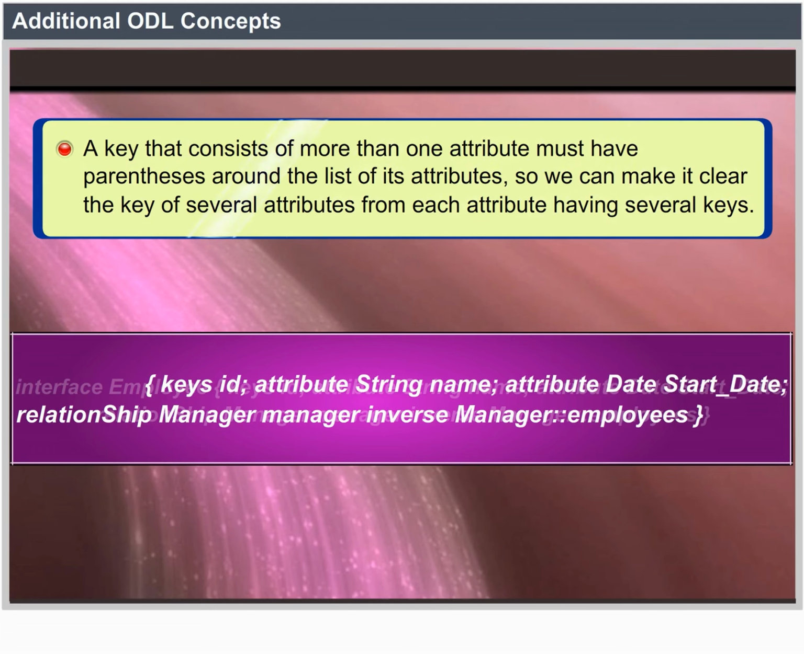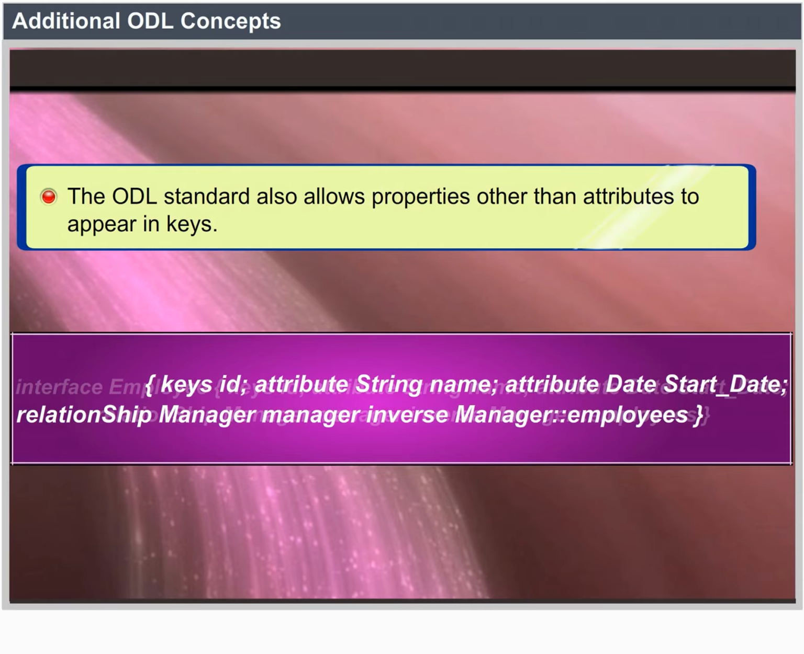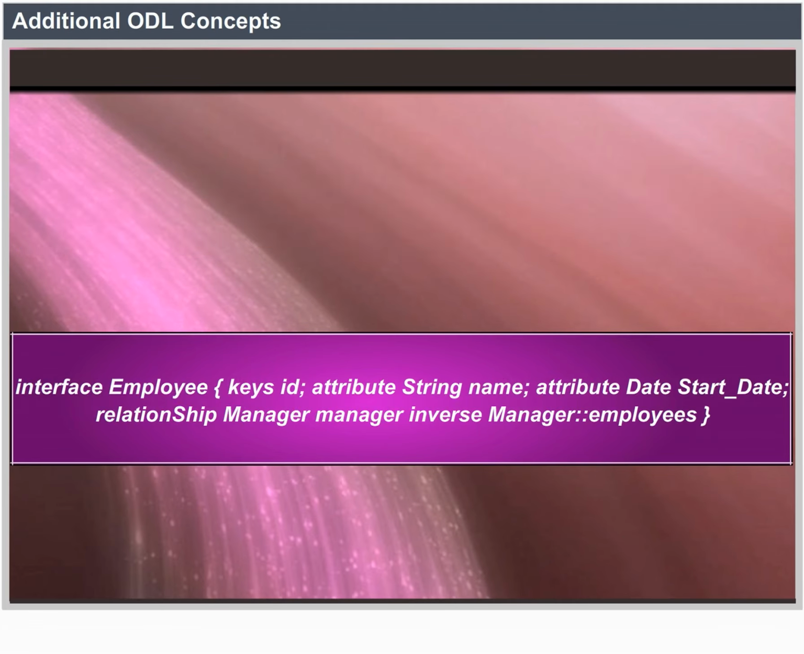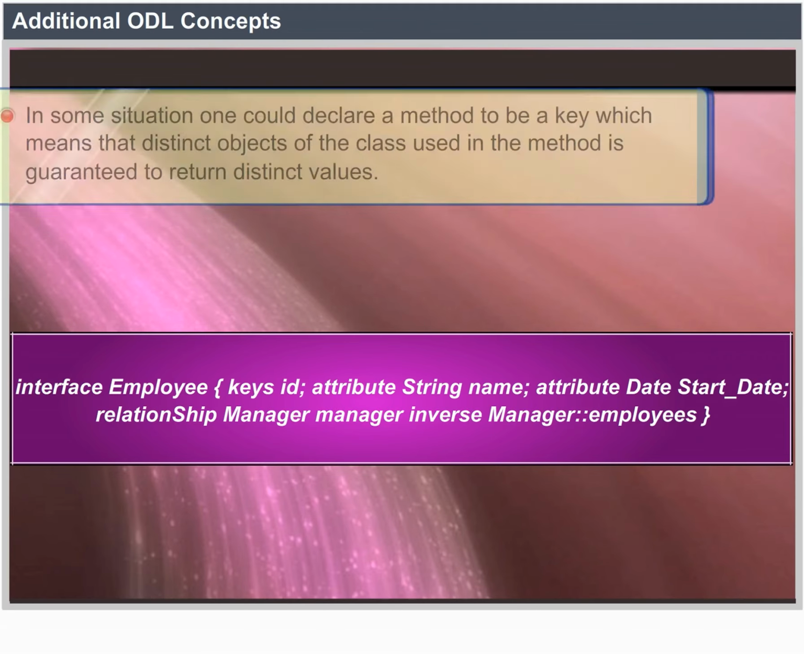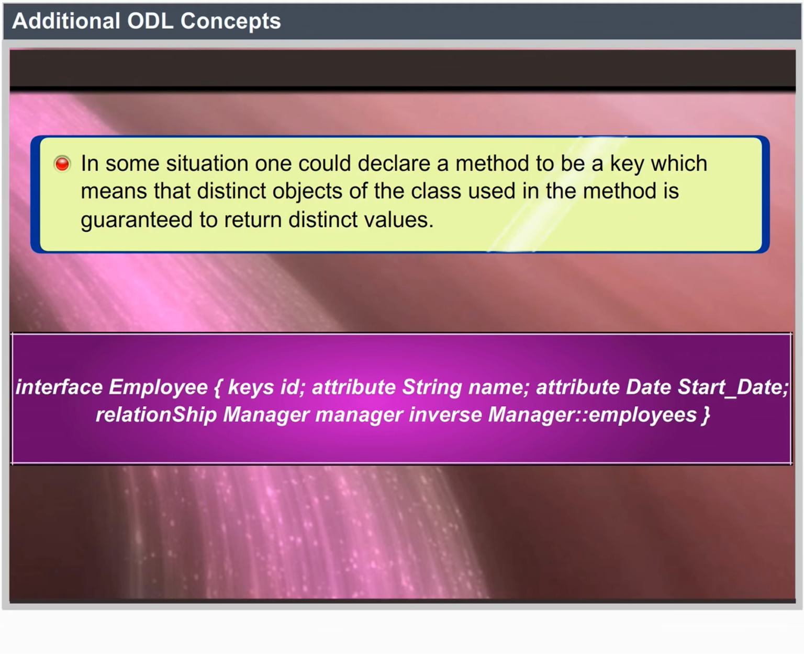The ODL standard also allows properties other than attributes to appear in keys. There is no fundamental problem with a method or relationship being declared a key or part of a key, since keys are advisory statements that the database management system can take advantage of or not, as it wishes. For instance, one could declare a method to be a key, meaning that on distinct objects of the class, the method is guaranteed to return distinct values.